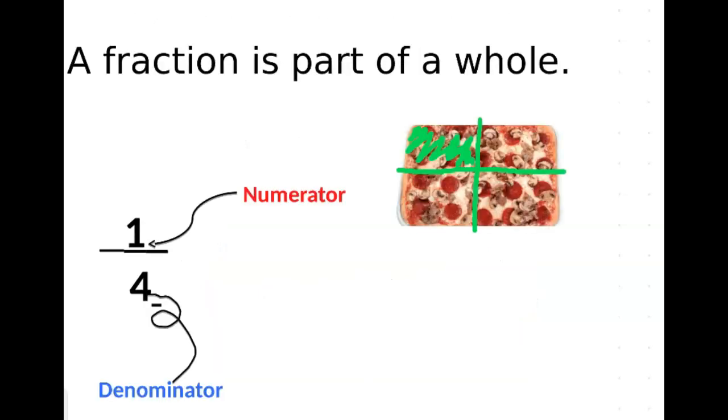But first, let's review what a fraction is. A fraction is part of a whole. It has a numerator and a denominator. Remember, the denominator tells us how many parts are in the whole thing, and the numerator tells us the part we're thinking of. So I have 4 equal parts to my pizza. 1 out of the 4 are eaten.